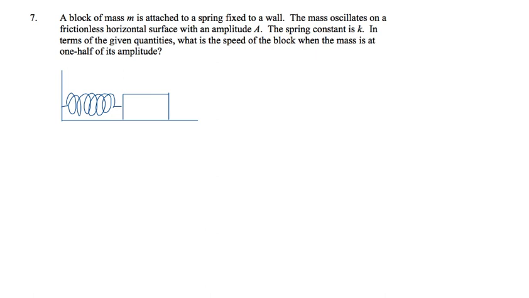So the question says the mass oscillates on a frictionless surface. The spring constant is K. In terms of the given quantities, what's the speed of the block when the mass is at 1/2 its amplitude? Well, the speed at 1/2 its amplitude will not be the maximum velocity. On the A version, I think it was what's the maximum velocity, which would be at its amplitude. But I want half that. So that's what makes it a little bit more complicated than the A version.